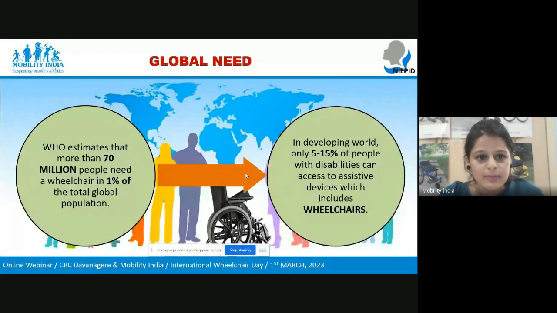So I'll just begin from here. As per the WHO, more than 70 million people all over the globe, including men and women, children, elderly, adults, with a wide range of mobility impairment, working in different environments such as rural, semi-urban, and urban, are in need of a wheelchair.